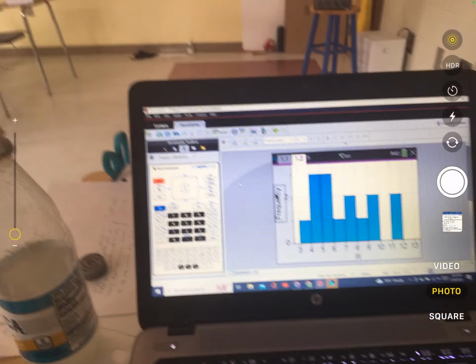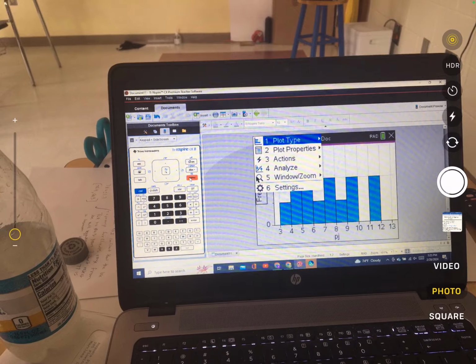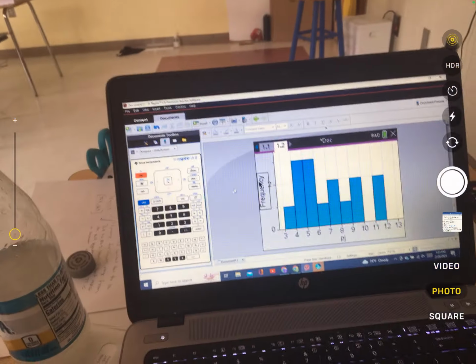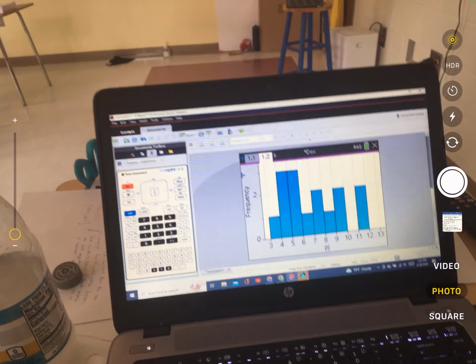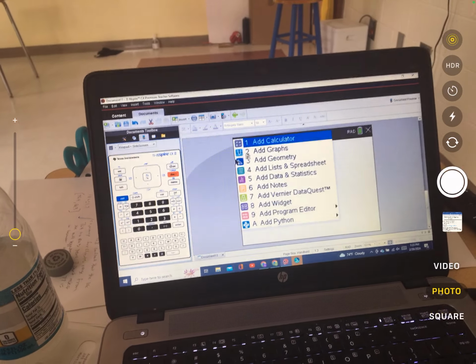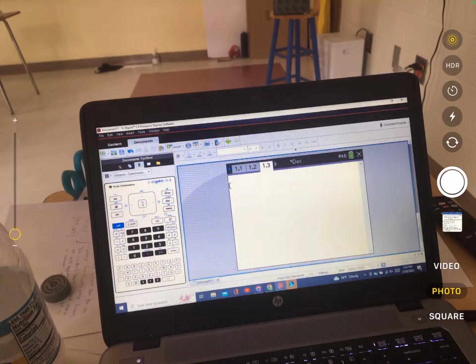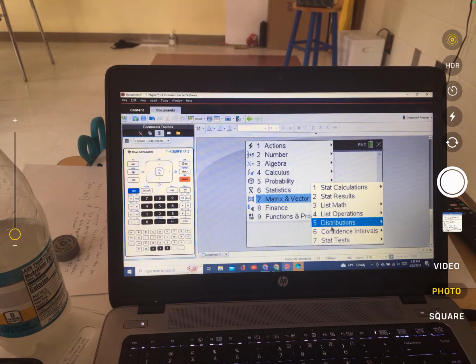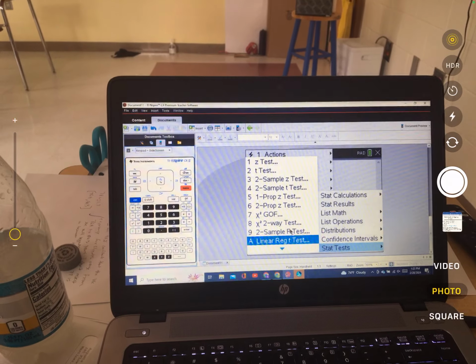Okay, I'm going to menu, what's going on? Oh, I know what's going on. I've got to be opening a calculator page. So I want to add a calculator page, Menu, statistics, stat tests, 2-sample t-test.